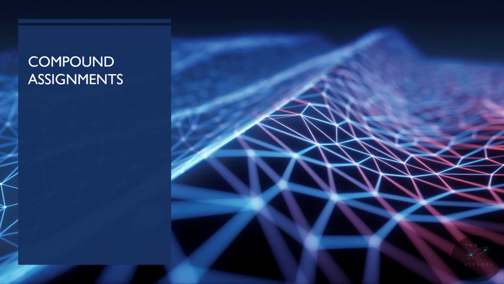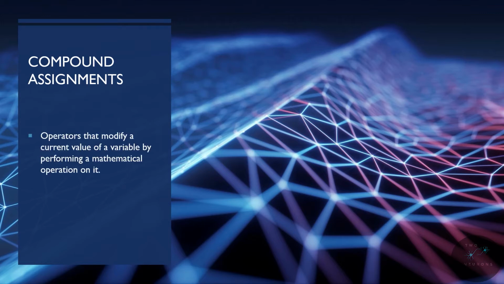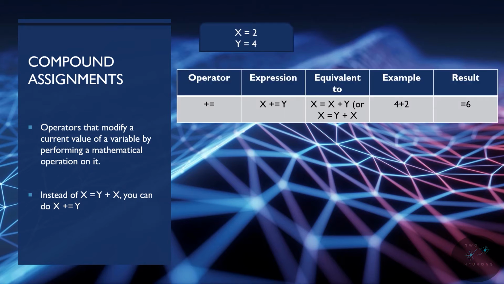Next, we have compound assignments. And compound assignments modify a value by performing a mathematical operation on that variable. So instead of having x equals y plus x, you could do x plus equals y, which would be the same thing. So let's take a look at a couple, or actually multiple ways of using this. So let's assume that x is 2 and y is 4. And if we use the operator plus equals, x plus equals y would be the same as 4 plus 2, and the result is 6.